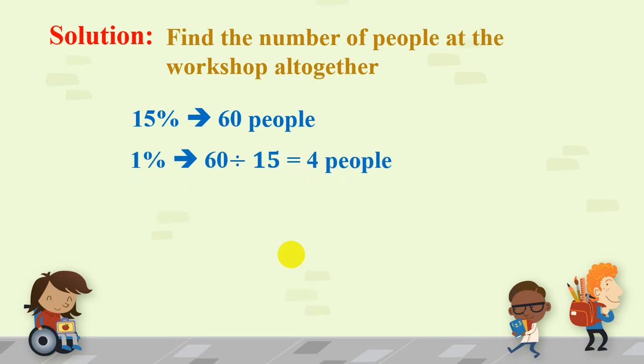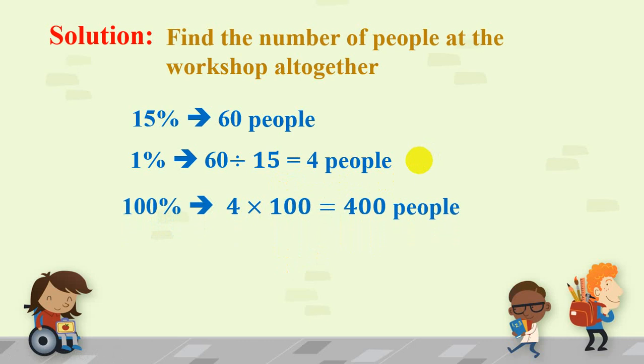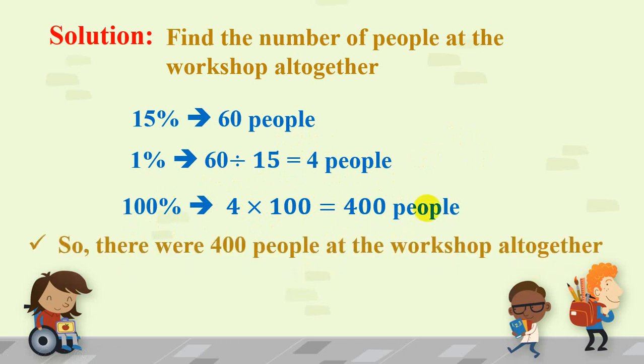So for 1% of people, you need to take 60 divided by 15. That is 4 people. So now you know that 1% of the people is only 4 people. Then in order to find 100%, you have to multiply it by 100. So for 100% of the people, you take 4 multiplied by 100, that is 400 people. Okay, so in total there were 400 people at the workshop altogether.